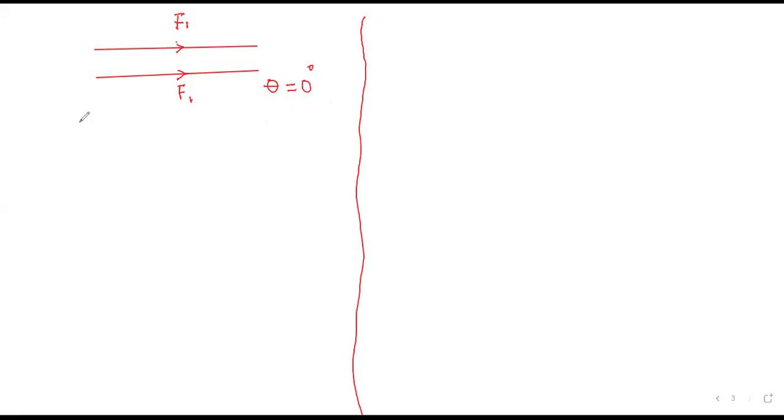And we saw that the resultant vector or the resultant force will be the summation of all the forces. So F1 plus F2. When two vector quantities are opposing each other, are oppositely directed, what is the angle between them?